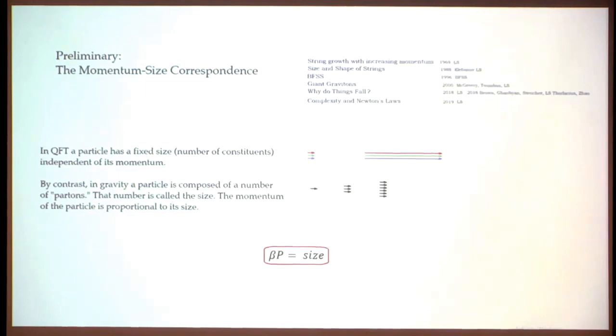I'll say it as simply and as quickly as I can. In a quantum field theory, a particle has a fixed size, which in this context means number of constituent elementary particles. For example, a proton has 3 quarks. And whether the proton is going fast or going slow, it always has 3 quarks.